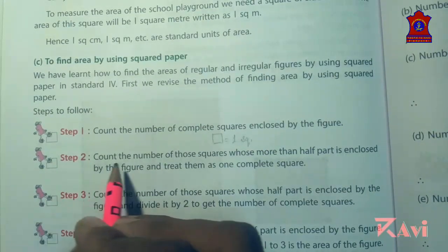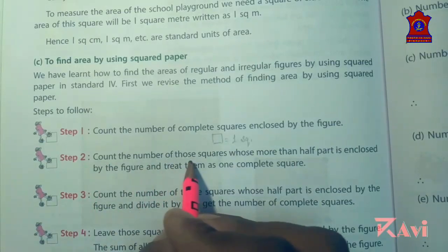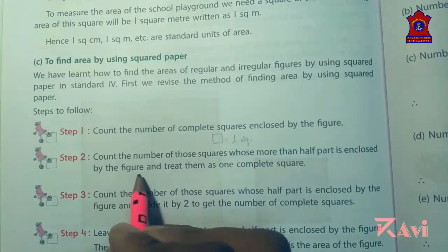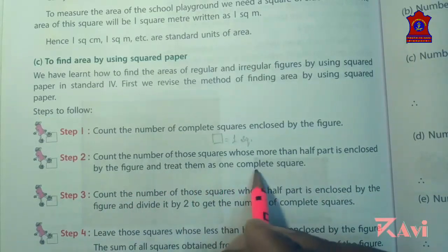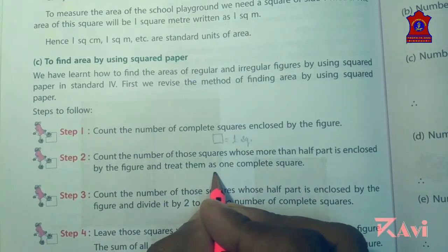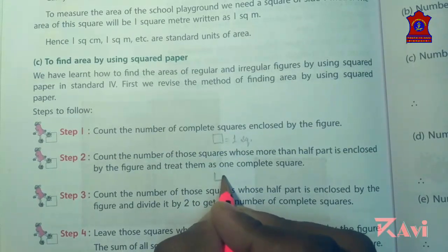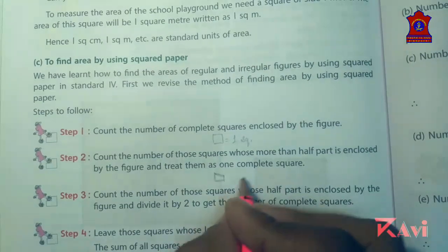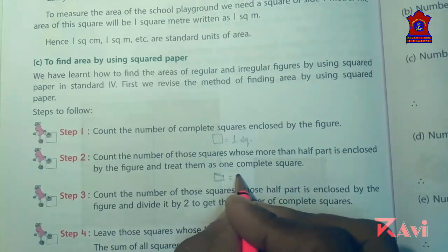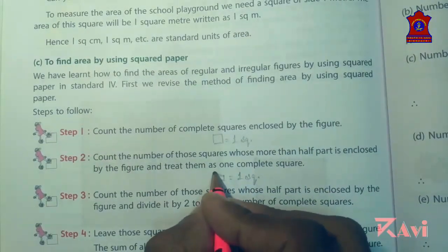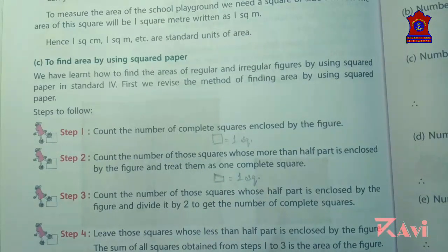Step 2. Count the number of those squares whose more than half part is enclosed by the figure and treat them as one complete square. If a square is like this, more than half, it is more than half. More than half will be counted as one square only.